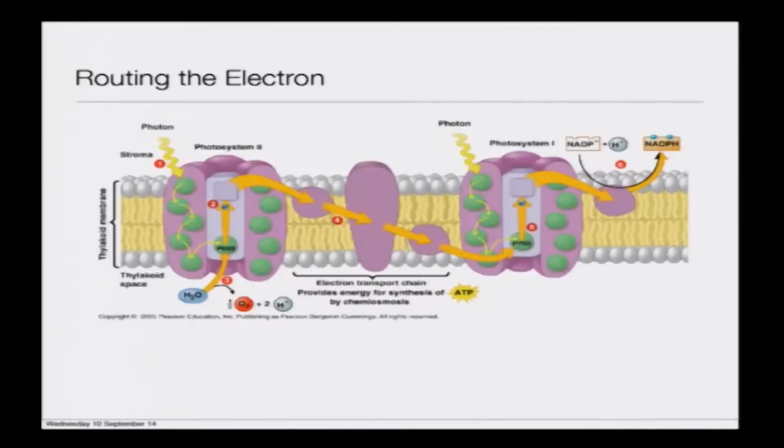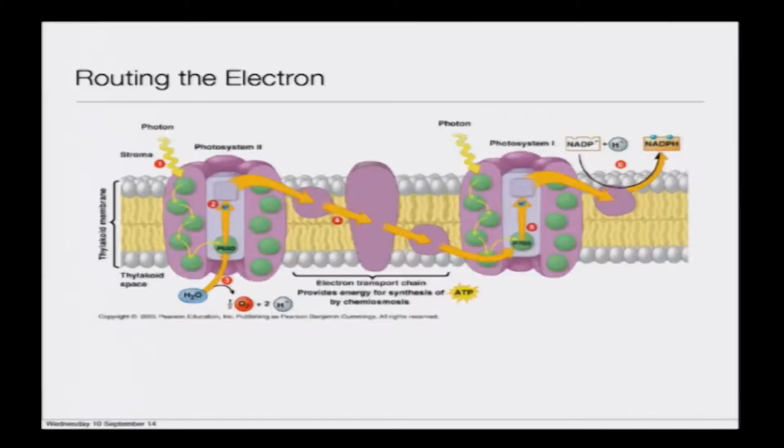So, here now follow me at P680, which is photosystem 2, because of the light, there is an electron which is ejected. That electron travels through three different complexes, which is called the electron transport chain, and provides the energy for the synthesis of ATP by chemiosmosis. We will come to that, how that is being done.